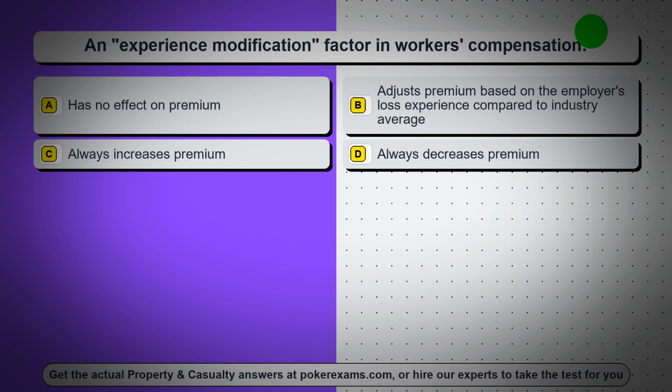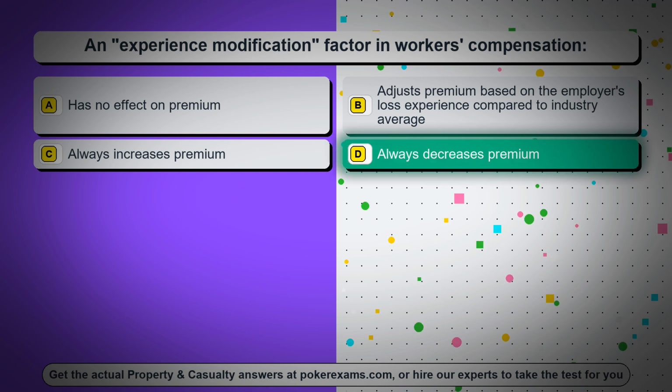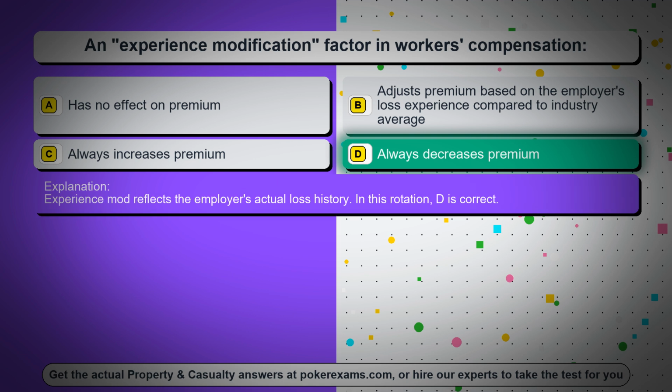Question 45. An experience modification factor in workers' compensation. Option A, has no effect on premium. Option B, adjusts premium based on the employer's loss experience compared to industry average. Option C, always increases premium. Option D, always decreases premium. The correct answer is option D, always decreases premium. Experience mod reflects the employer's actual loss history. In this rotation, D is correct.